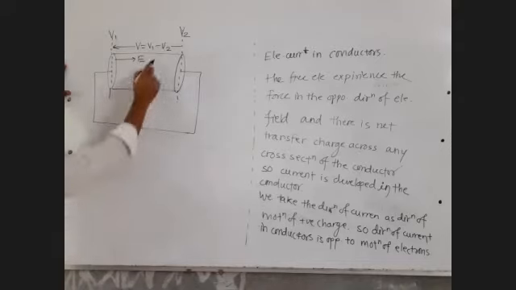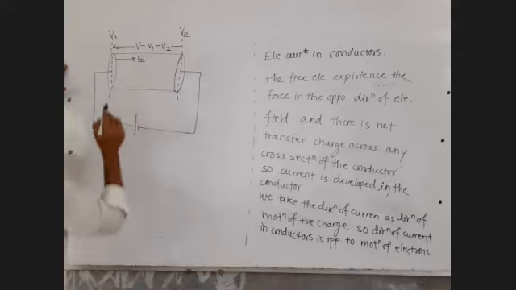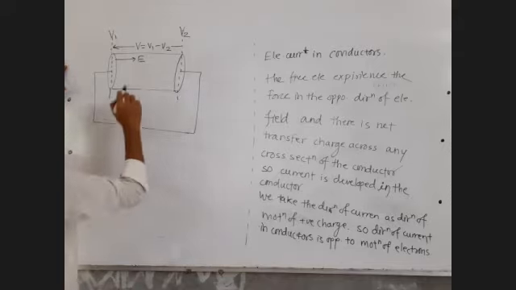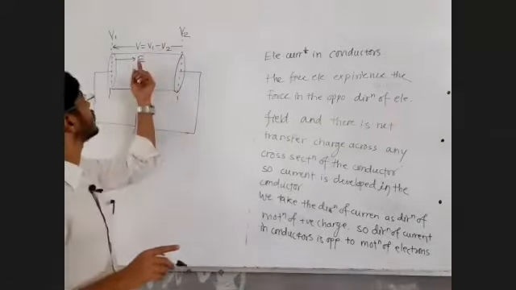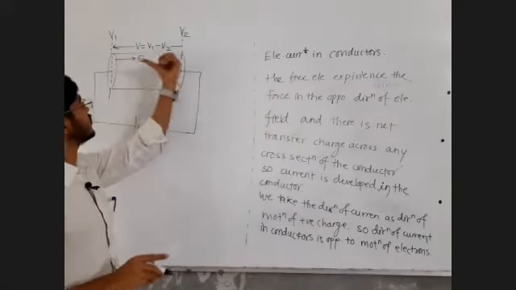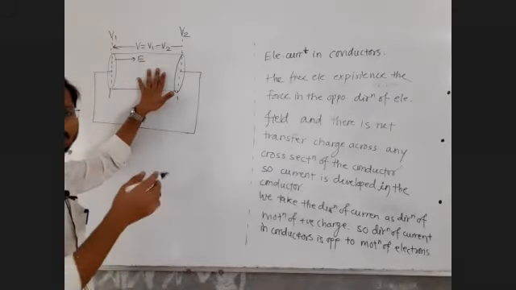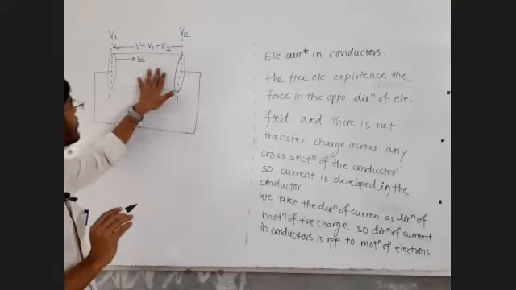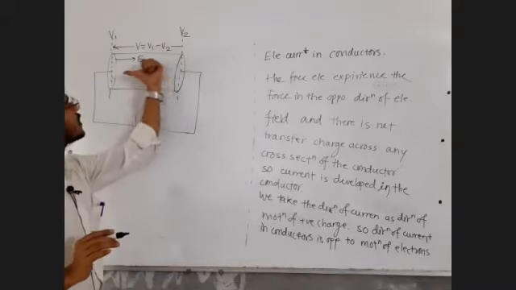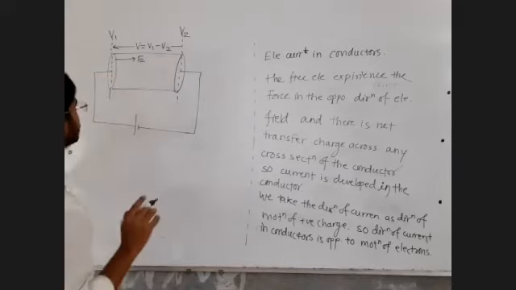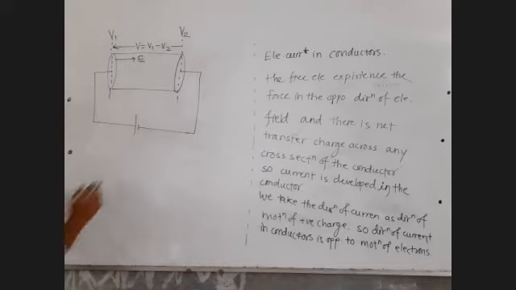Now, when there was only random motion, the net velocity of the electrons should be taken as 0. But now, along with that random motion, the electrons are experiencing a force in the leftward direction. Because of the random velocity, the effective velocity is 0, but because of the force in the leftward direction, there is a leftward velocity of these electrons, and that velocity is called drift velocity.